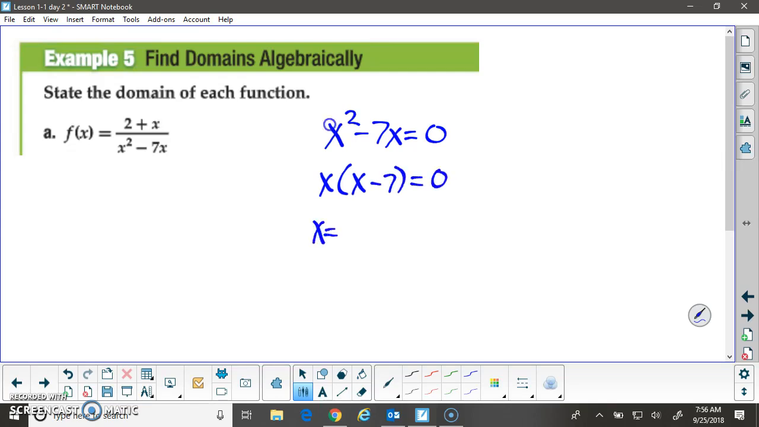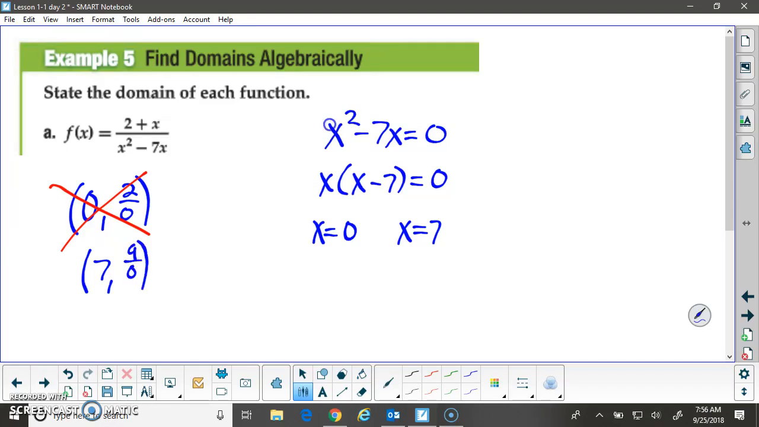Well, in doing so, we get two values, x equals 0 and x equals 7. If we put 0 into this function, we get 2 over 0, and that's not a value. So 0 is not in the domain. In the same way, if I put 7 into this function, that gives us 9 over 0, and you cannot calculate 9 over 0. So 7 is not in the domain.